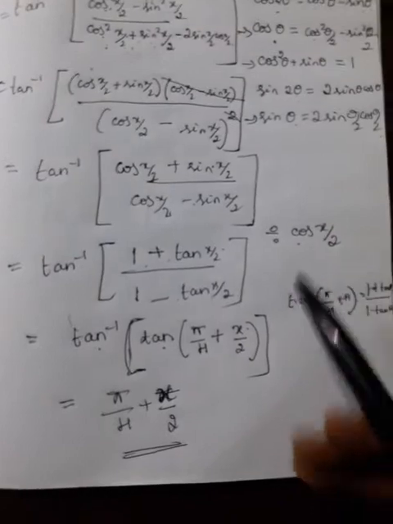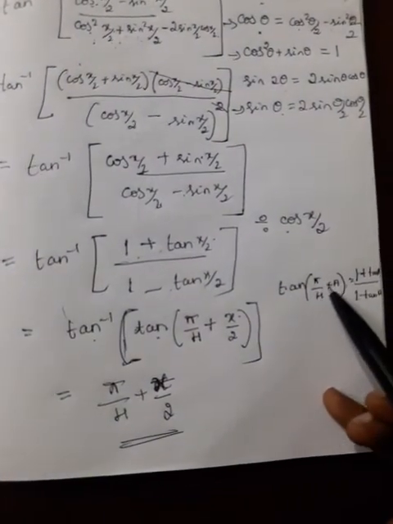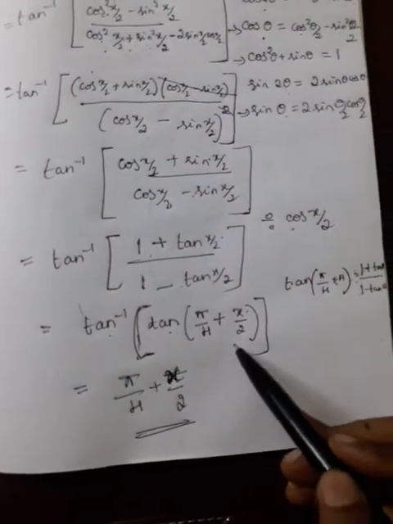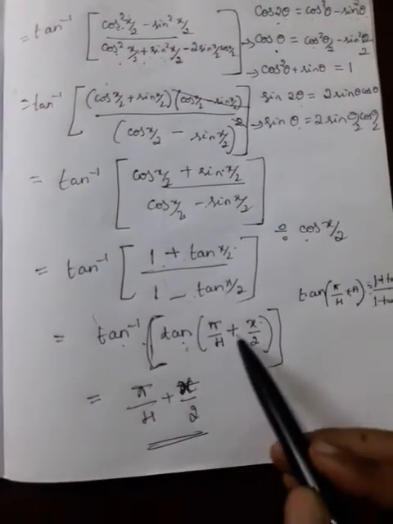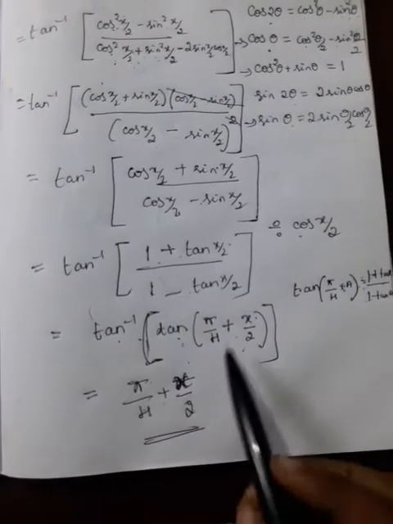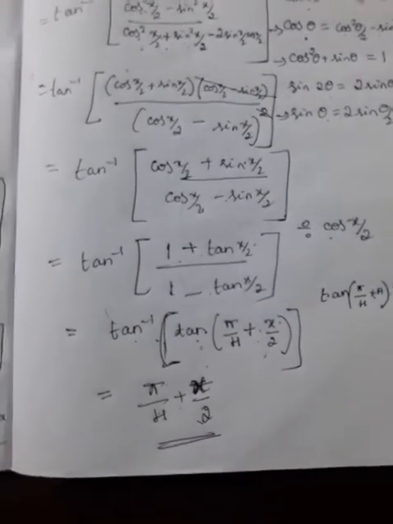Therefore, again by using the formula of tan of 45 plus a is equal to 1 plus tan a divided by 1 minus tan a, use it here. Tan inverse of tan of something is that something only, that is pi by 4 plus x by 2. This is one property.